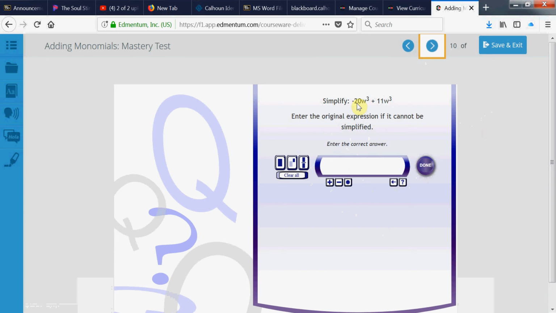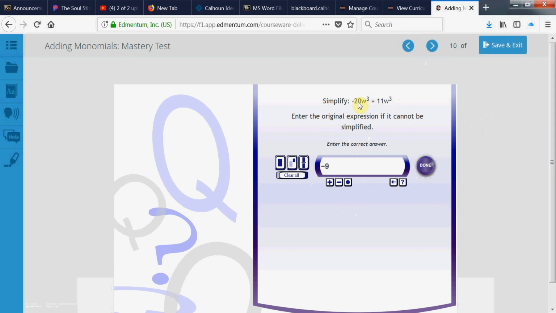Take the next one. This is w to the 3rd, w to the 3rd. They're like terms. So now it's negative 20 plus 11. They have different signs, so we subtract. I subtract 11 from 20. That gives me 9. But 20 is bigger than 11, and 20's sign is negative, so I put negative 9. See that? 20 is bigger than 11, but 20 was negative. Obviously negative 20 is smaller than positive 11 because negative is to the left of 0.